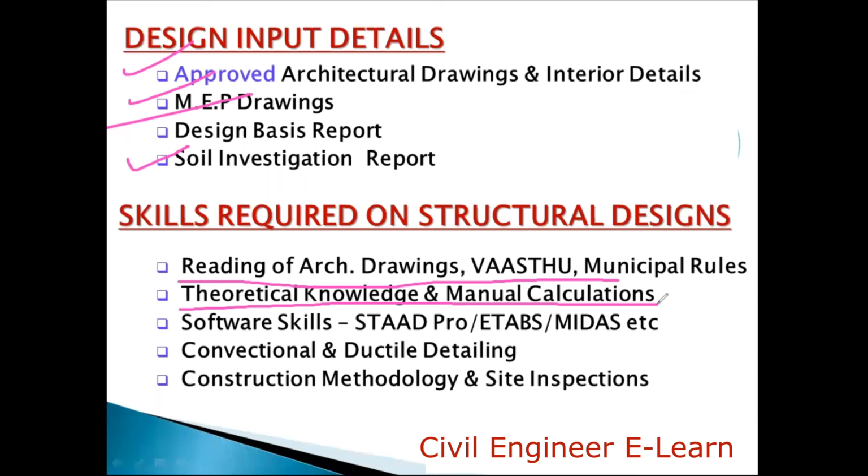It can be STAAD or it can be ETABS. If you have enough theoretical knowledge, our accuracy in fixing the member sizes will be much better. Once you fix the member sizes based on theoretical knowledge, run the analysis and check the design results. Then more than 70 to 80% of the members will pass. How is this possible? That is possible when we have theoretical knowledge, manual calculations, and software skills.